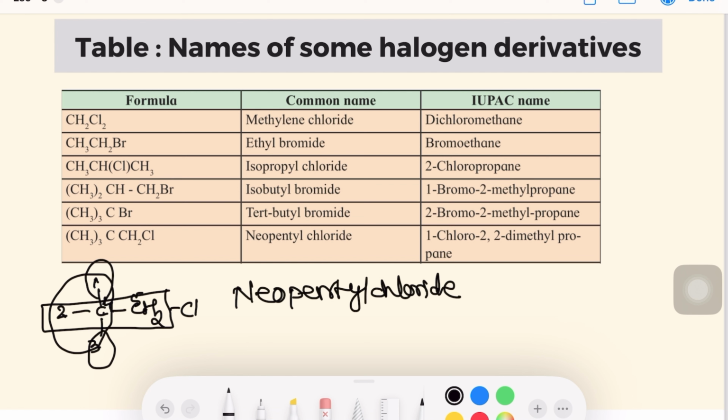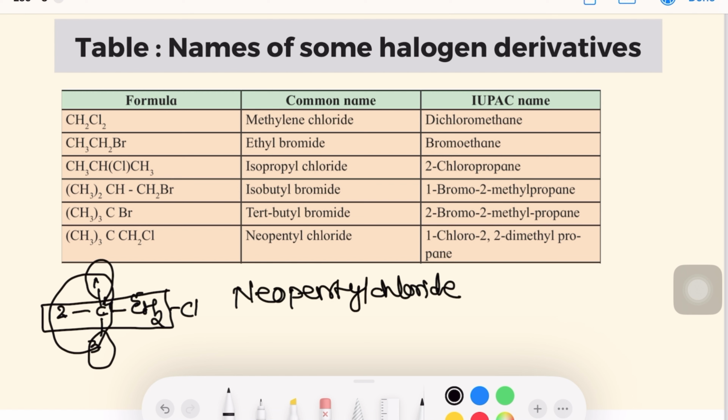This is commonly known as vinyl chloride. What is the definition of vinyl chloride? The halogen atom directly attached to the sp2 hybridized carbon atom. What is meant by sp2 hybridized carbon atom? There is presence of a carbon-carbon double bond. So this is your sp2 hybridized carbon atom.